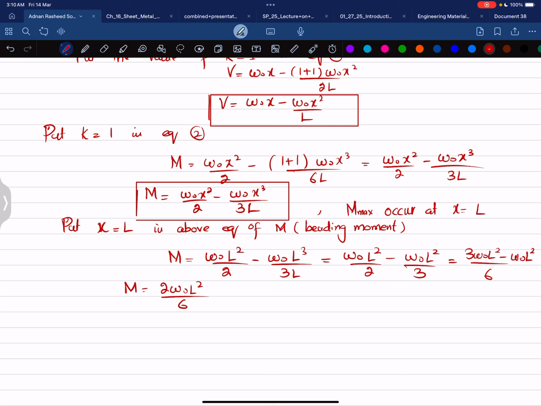Okay, I think we have made a mistake. So 6 is the LCM. So 6 divided by 2 is 3. So here we have 3 W naught and 6 divided by 3 is 2. So it will be 2. So 3 minus 2 is 1. So I have to remove this 2. So this is the value of maximum bending moment for K is equal to 1.